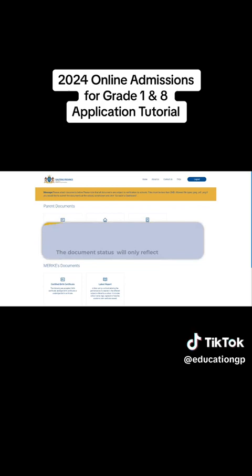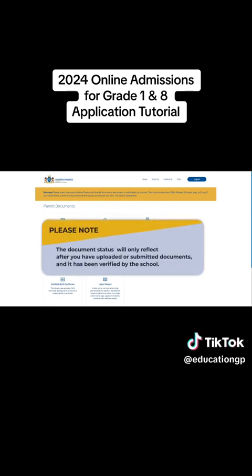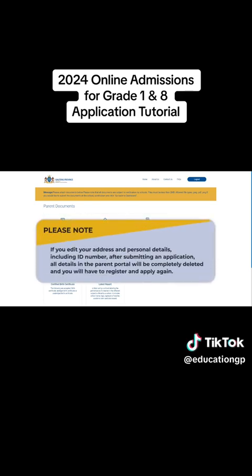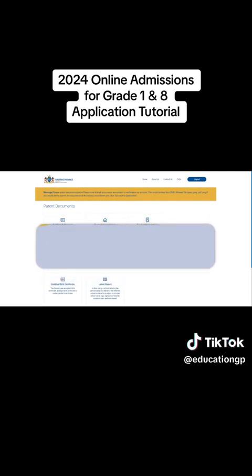The document status will only reflect after you have uploaded or submitted documents and it has been verified by the school. If you edit your address and personal details, including ID number, after submitting an application, all details on the parent portal will be completely deleted and you will have to register and apply again.